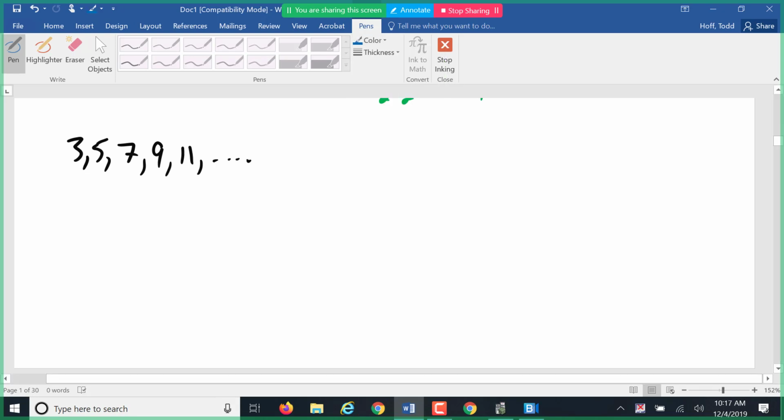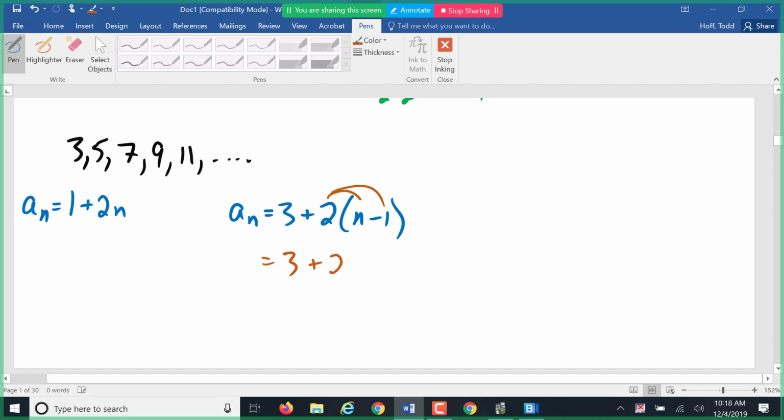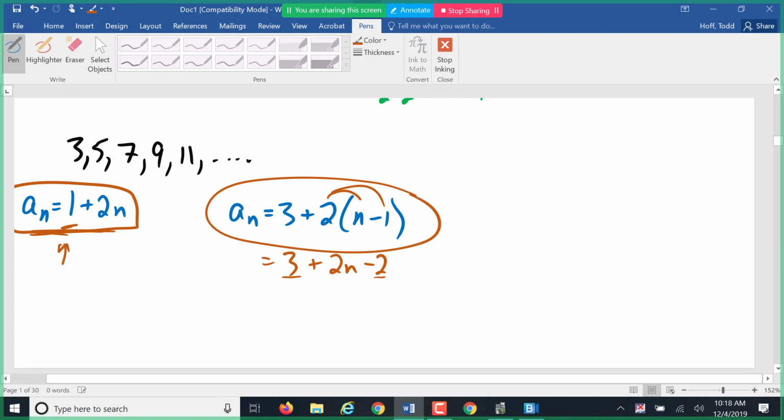There are a lot of different ways I could define this. I could define this as 1 plus 2n equals my generic term. Or I could define it as a_n is equal to 3 plus 2 times (n minus 1). Notice all I've done there is I've shifted it 2 spots. If I distribute this 2, I get 3 plus 2n minus 2. Combining the 3 and that negative 2 would give me 1. So that's actually the same formula, just a different way of expressing it. So I can shift the starting point. Now this formula is a lot simpler than this one, so I would prefer this one. But this one is not wrong.